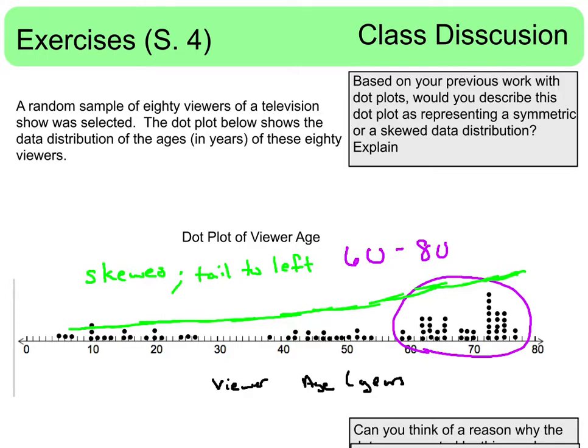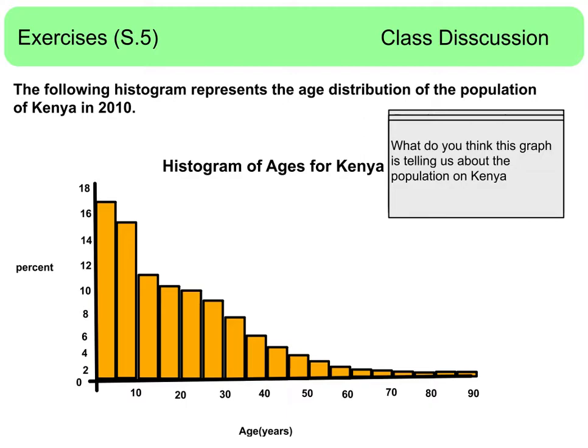In the next example, we'll go back and look at that Kenya histogram. So the following histogram represents the age distribution of the population of Kenya in 2010. And so again, the same discussion is being continued with the class from the teacher, but just more things this time geared towards what a histogram might look like. So in this one, what do you think this graph is telling us about the population of Kenya?